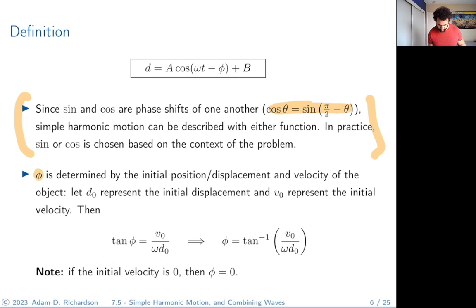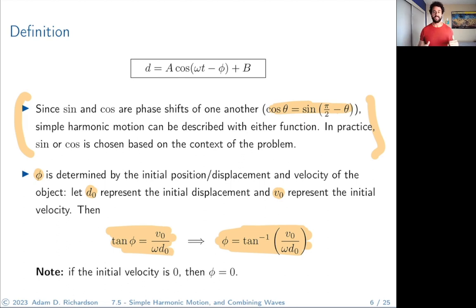Now, phi is actually determined by the initial position or the displacement and the velocity of the object. More specifically, if we let d sub 0 represent the initial displacement and v sub 0 represent the initial velocity, then the number phi, that phase shift, has to obey this equation. Basically, v naught divided by omega times d naught. So in other words, you can solve for phi using the inverse tangent function, and you get this. That's the idea.